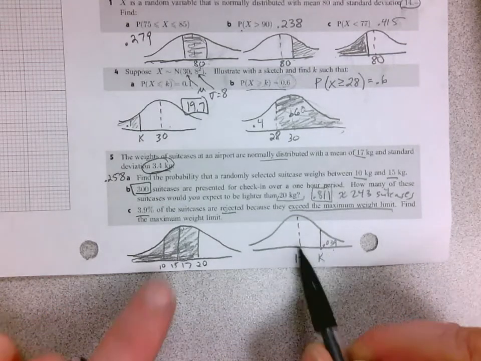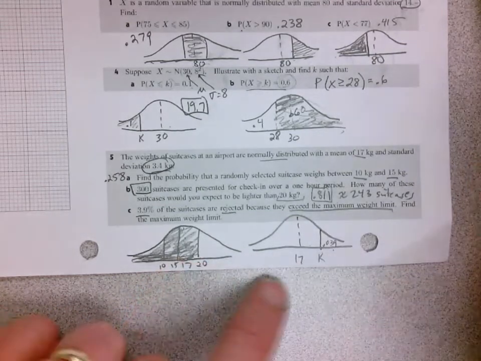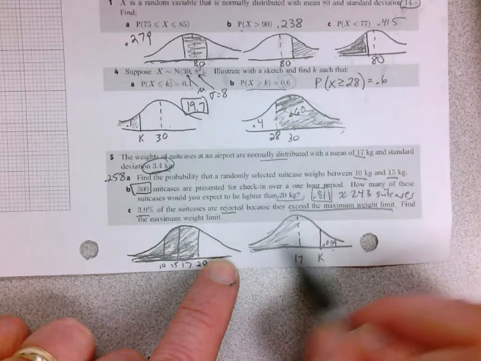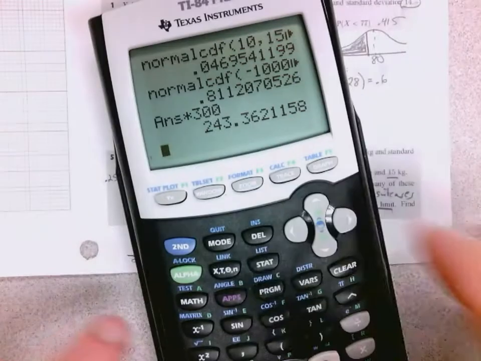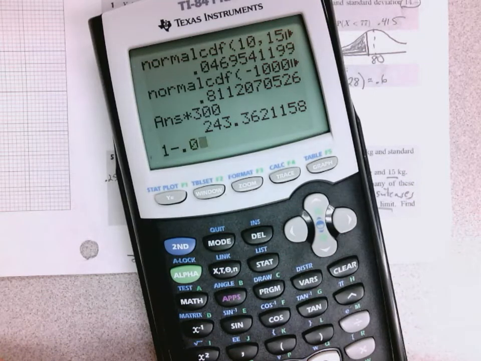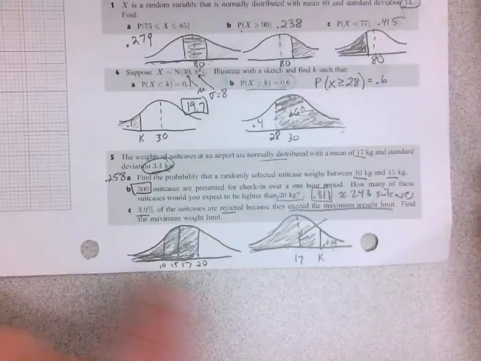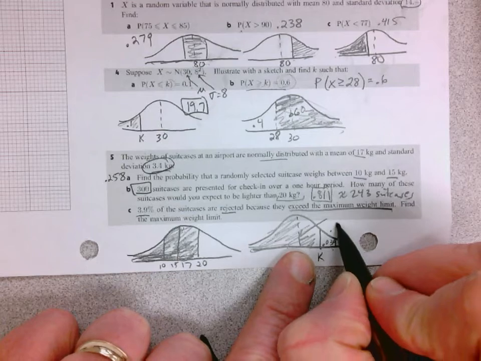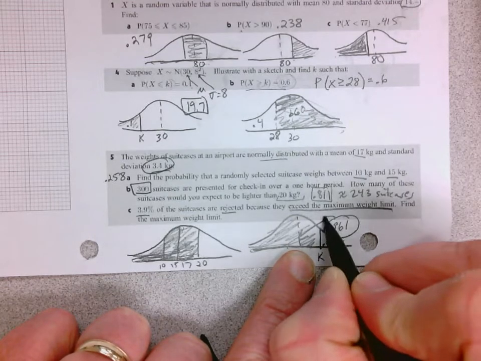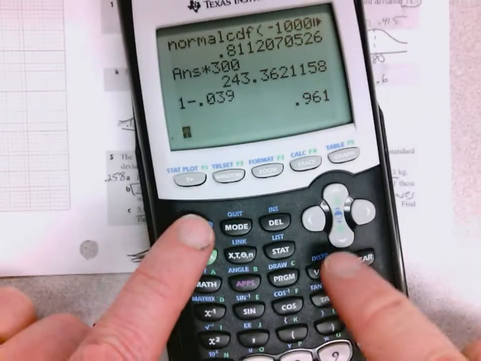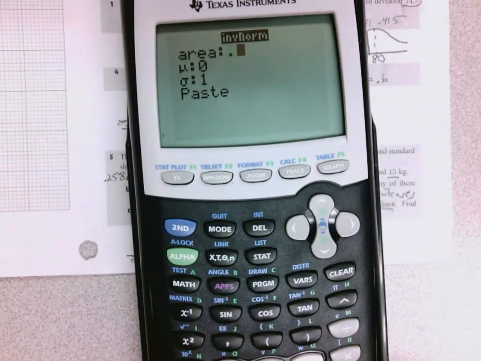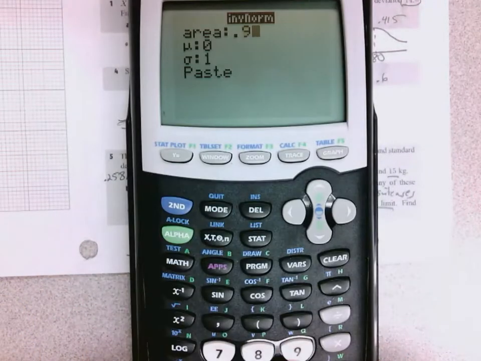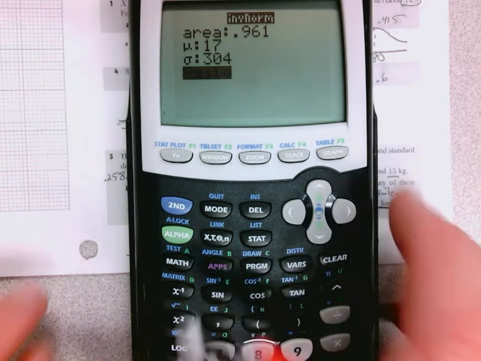We know the probability. Our calculator tells us stuff to the left. Some of yours does more than that. So I want to know this area. Well, that's going to be 1 minus 0.039, which is 0.961. That's what I'm going to use for my inverse norm. Inverse norm, 0.961. Mean 17, standard deviation 3.4.